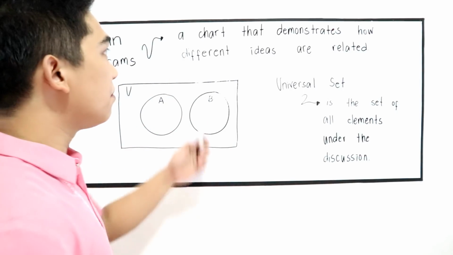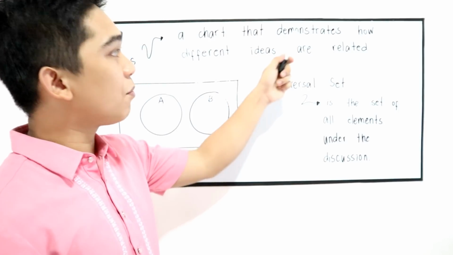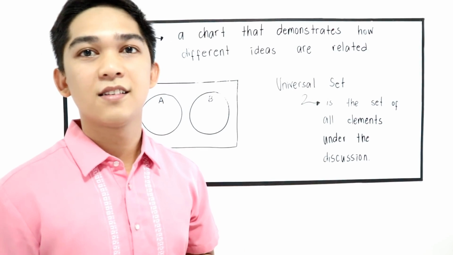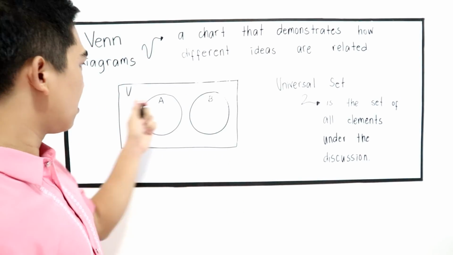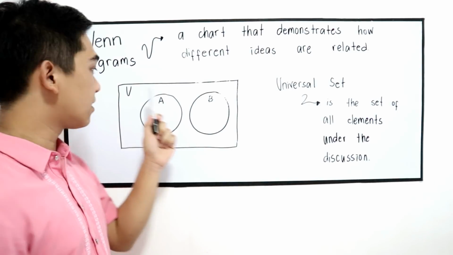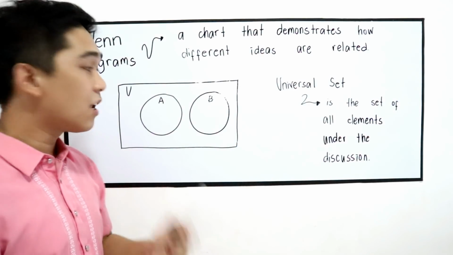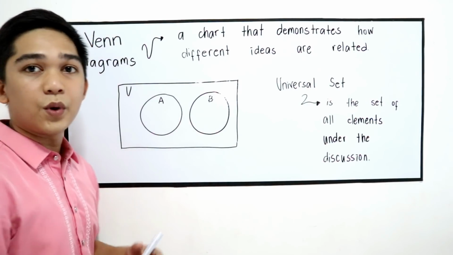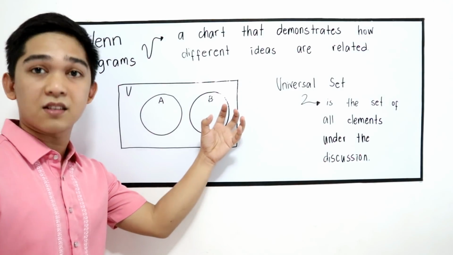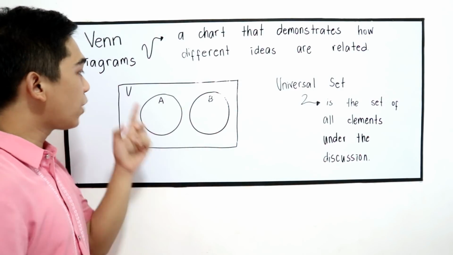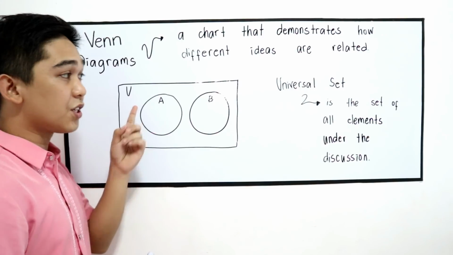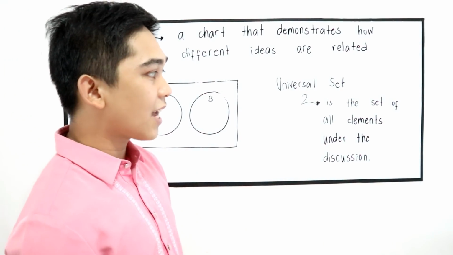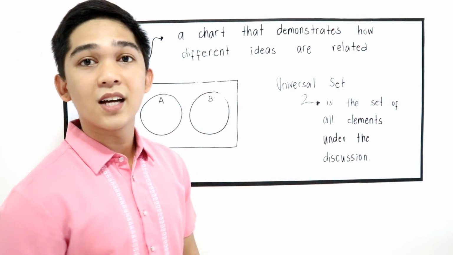A Venn diagram is a chart that demonstrates how different ideas are related. So we have this Venn diagram. This is the diagram, and you notice that we have two circles which determine the two different sets. And we have also the U, which is the universal set. Definition: universal set is the set of all elements under the discussion.